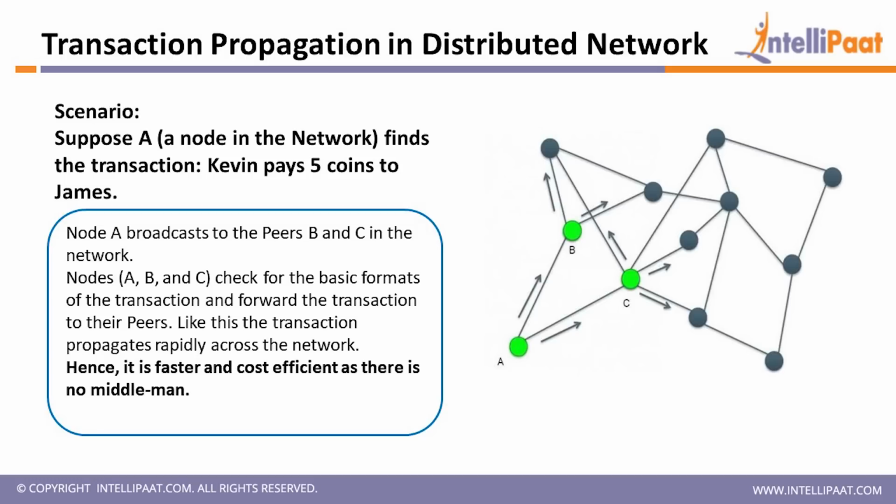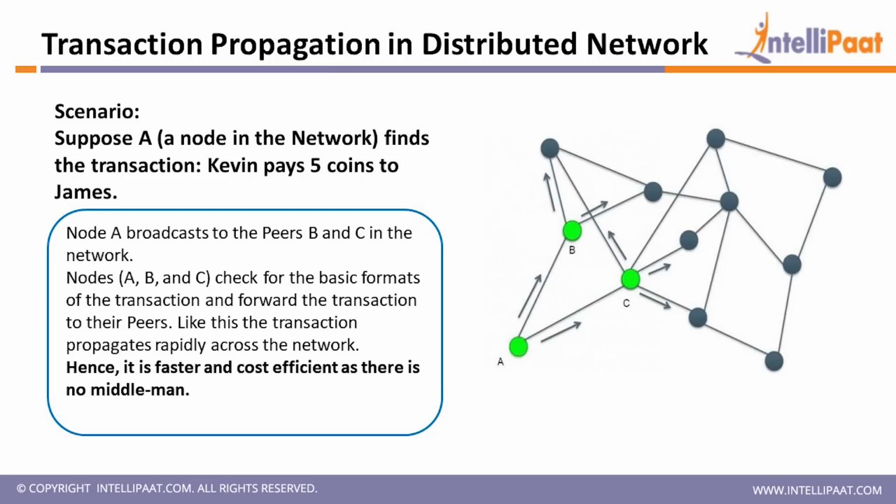For example, take a scenario where a node in the network finds a transaction that Kevin pays 5 coins to James. So now what it does is pass that information to the nearby B and C nodes that are connected to it. Now, B and C will pass the information further to other nodes that are connected to them directly. And similarly, other nodes will do the same until all nodes are covered.